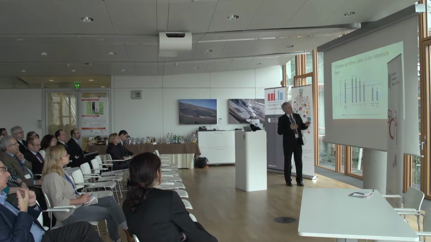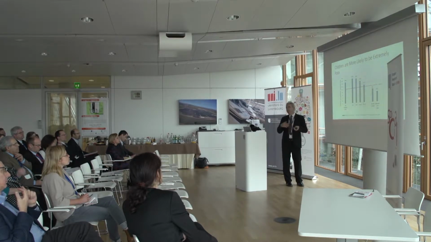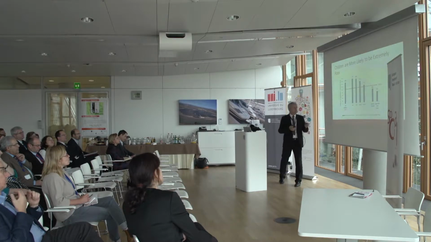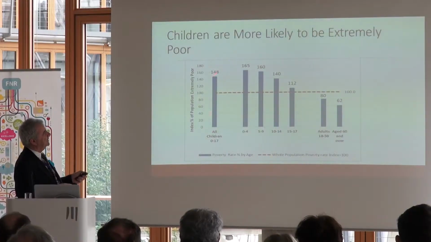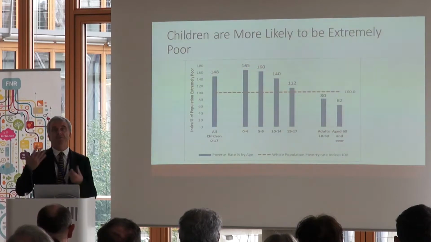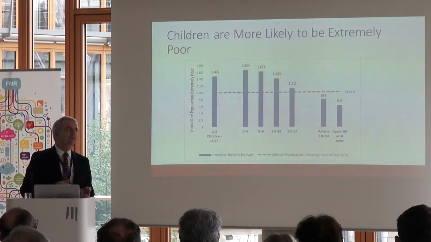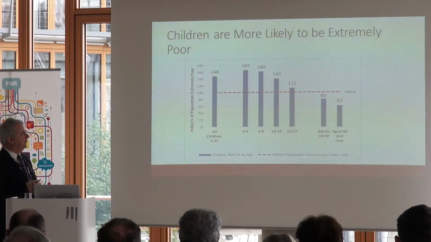This is poverty for the whole population. I've indexed it to 100. If we look at the relative risk of poverty for children, then it's almost 150. It's 50% higher than poverty for the whole population.